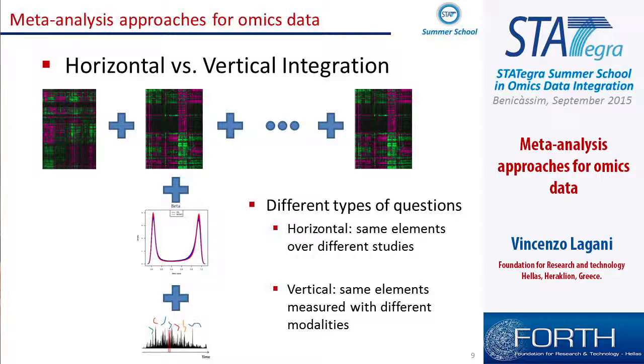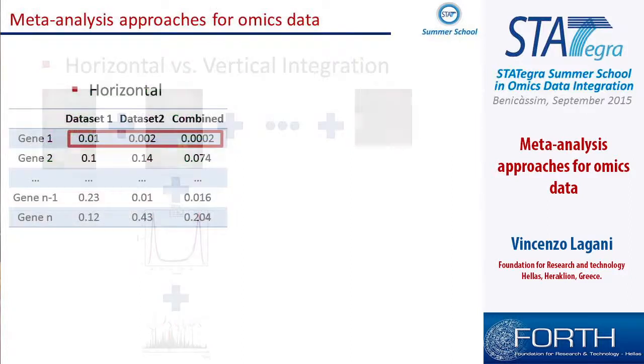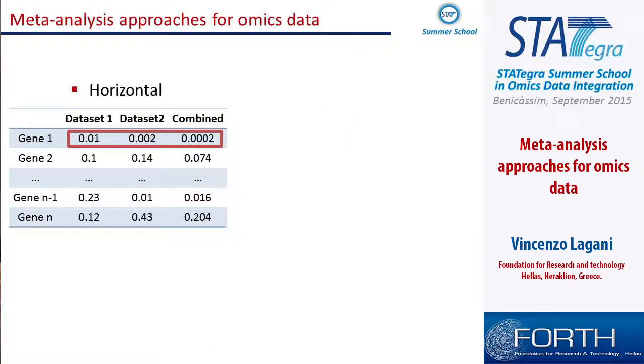Because, for example, let's see what happens in the horizontal case. I have different genes, and for each gene I have two datasets. And let's say that these are just p-values from differential expression analysis. And so here it's very straightforward. Okay, I have these p-values, I just combine them. That's it. No problem. I mean, this is the ideal situation.